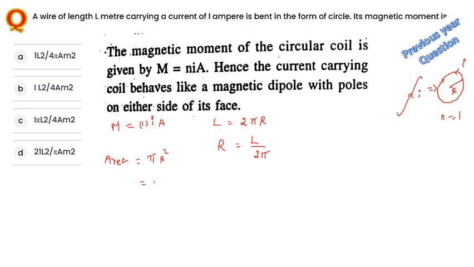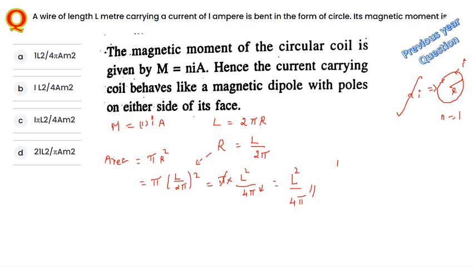Now pi into R squared. R value we already found out, just substitute the value. R here is L divided by 2 pi, the whole square. So what you are going to have here is pi into L square divided by 4 pi square. Now this pi and this one will be cancelled here. So what you are going to have here is L square divided by 4 pi. Now substitute this value into the equation.